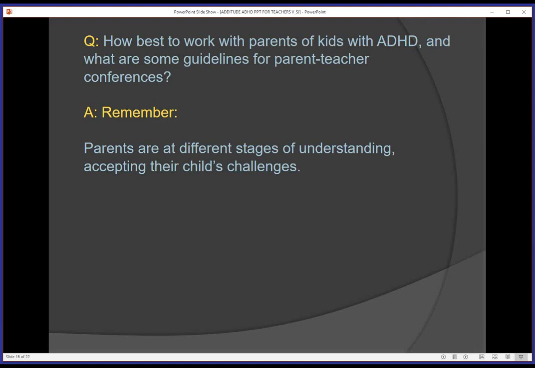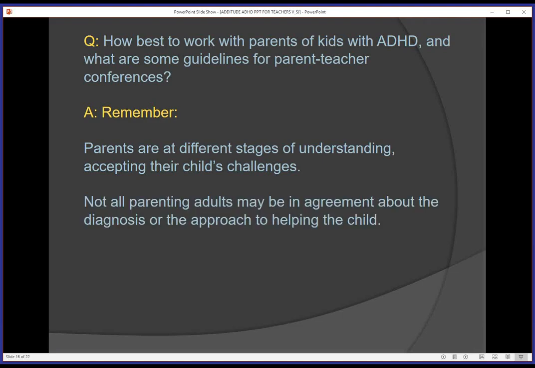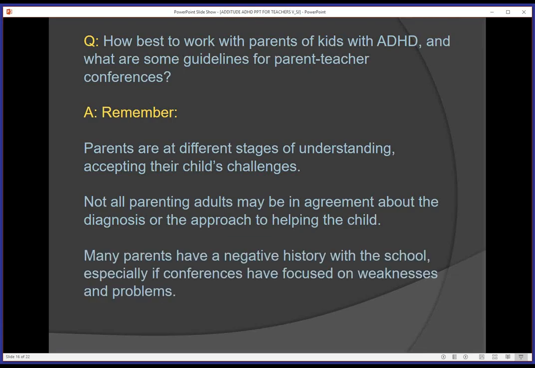Parents, you can talk to your kids' teachers about where you are on that continuum of understanding, letting them know that you might even have more information than they have about your kids, or you may need to know more information, and asking them how they can help you learn more, and vice versa. Not all adults in a parenting situation may be in agreement about the diagnosis. They may have different opinions within one family about the approach to helping kids. We have to know that if we're really trying to best work with parents and have a good parent-school dialogue.